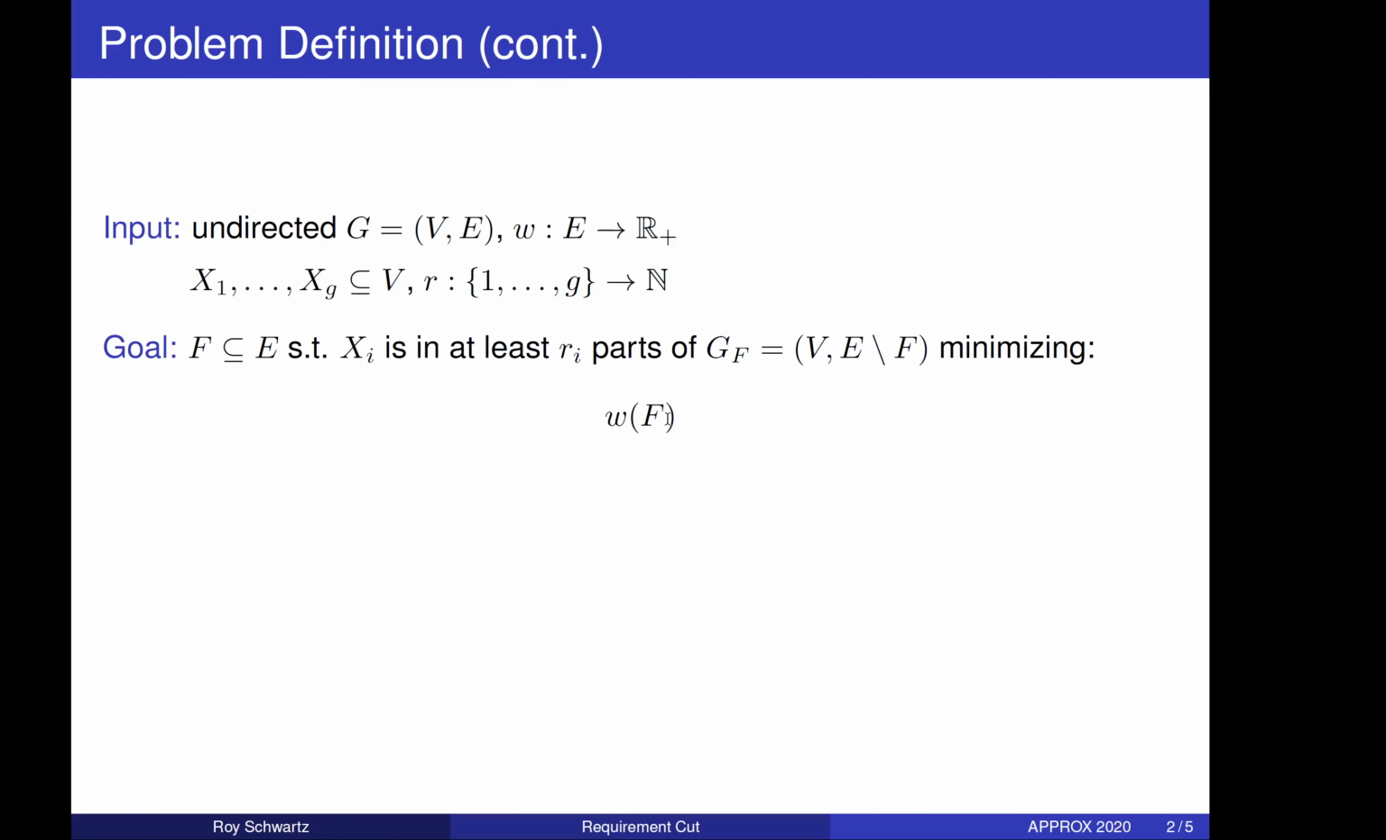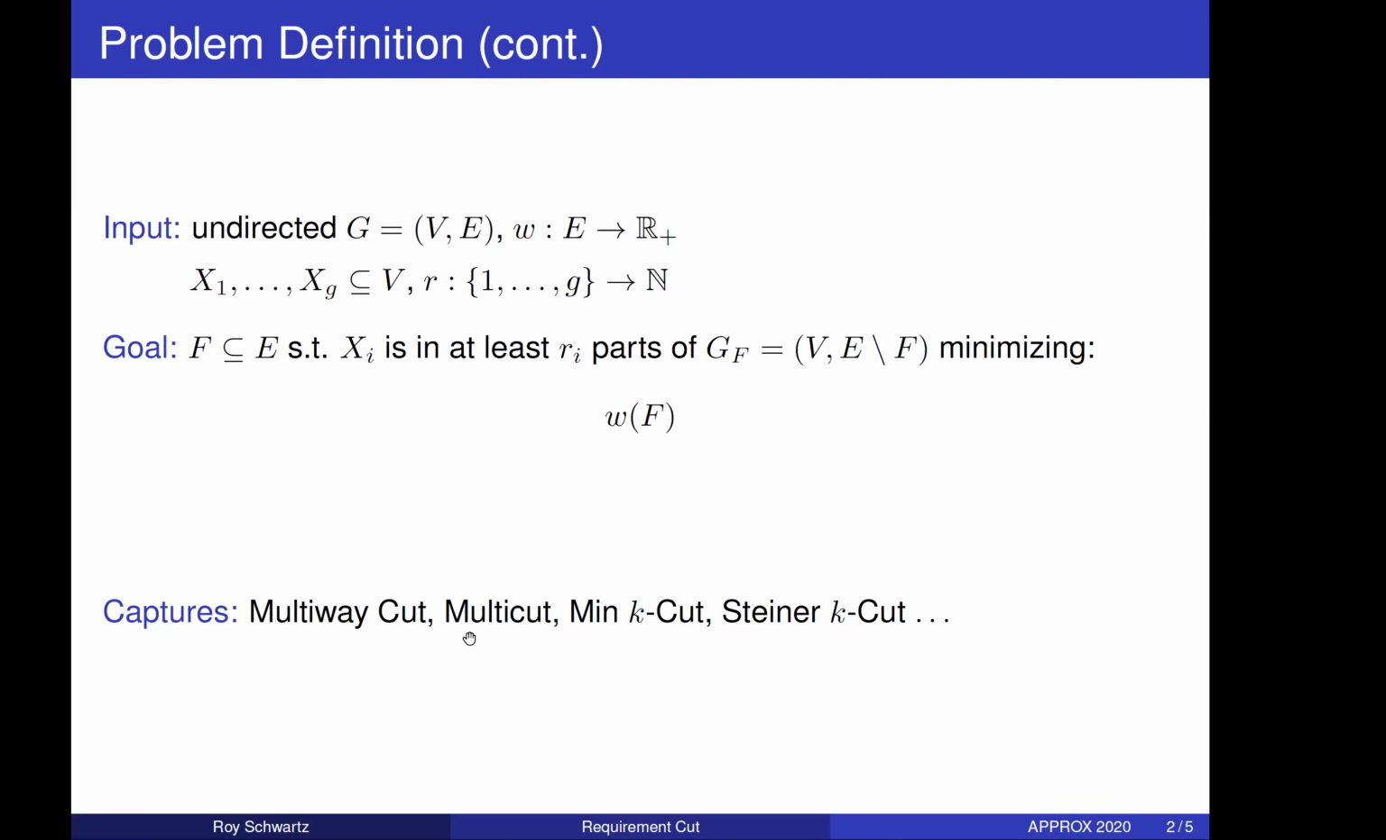So why is this problem interesting? This problem captures many other interesting cut problems. For example, it captures multi-way cut. In multi-way cut, we have k terminals, and the goal is to remove edges and disconnect all pairs of terminals. In this case, if there are k terminals, we'll have one group of size k, which contains exactly the terminals, and its requirement will be k. So any feasible solution will have to disconnect all pairs of terminals.